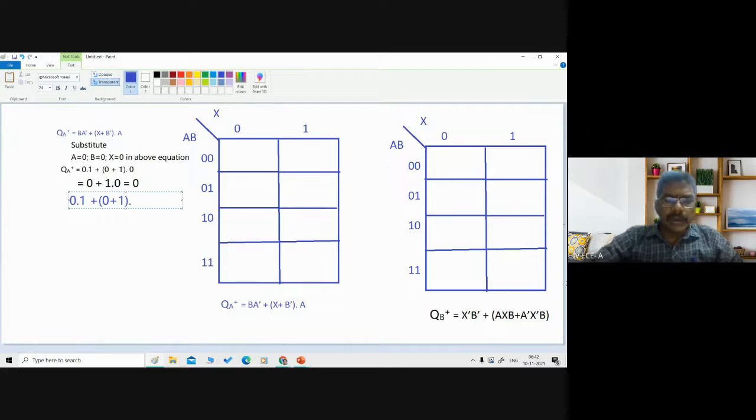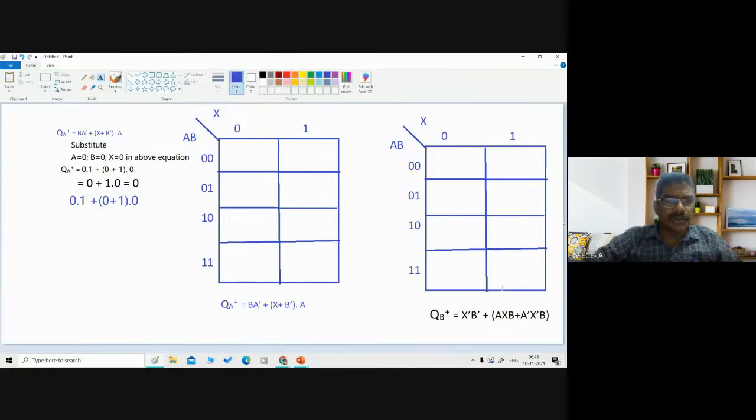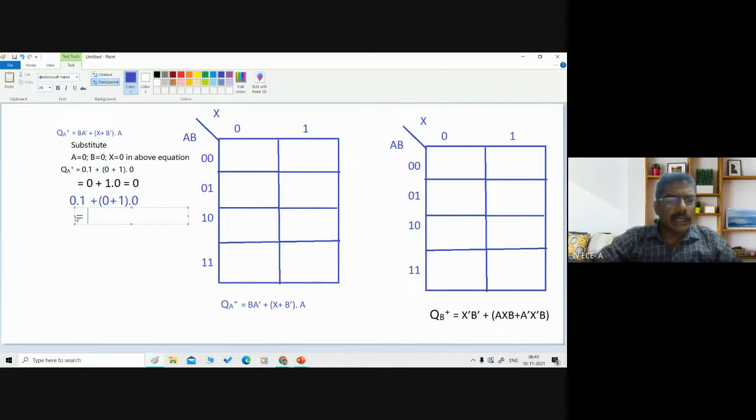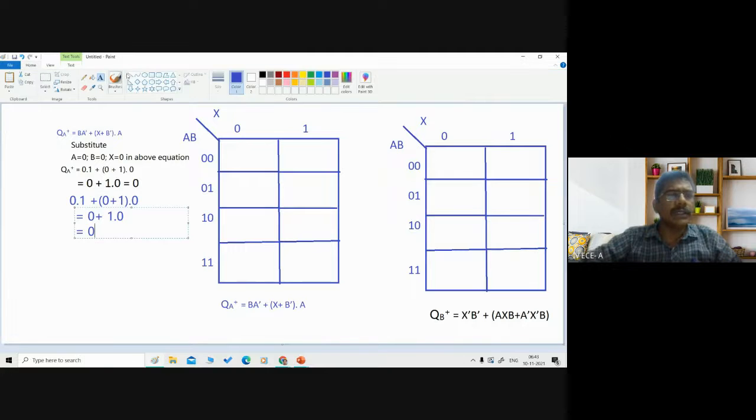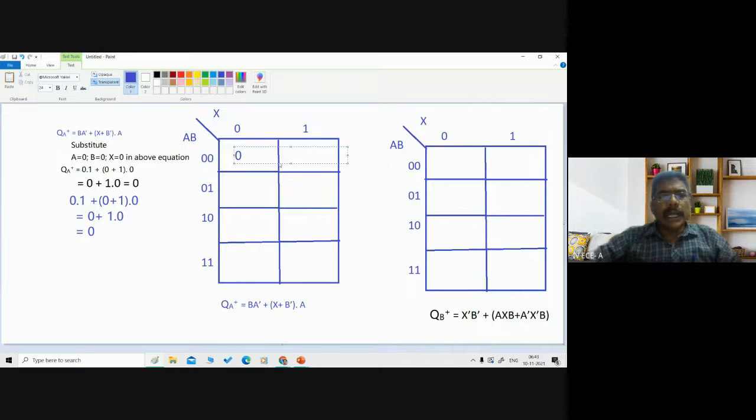Into A equal to 0. So this term becomes 0. The second term becomes 0, and the first term also becomes 0. So we'll have 0 plus 1 into 0, which is equal to 0. So we substitute the value over here, 0. And the next case, we have to substitute X equal to 1.